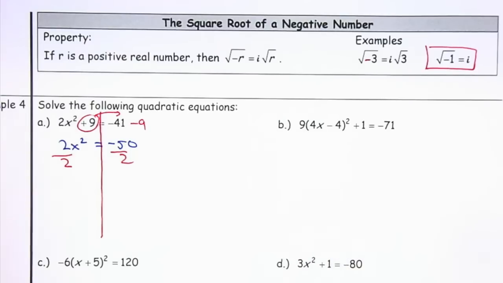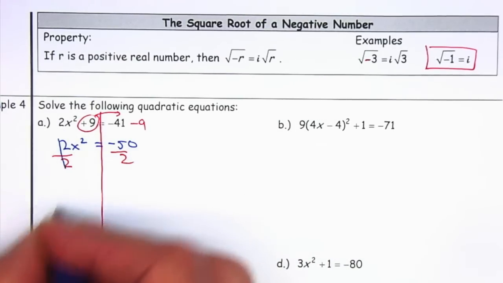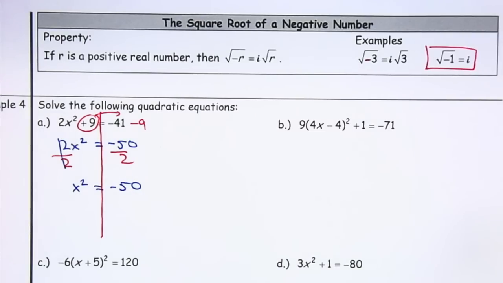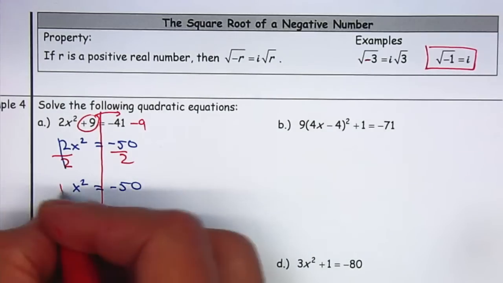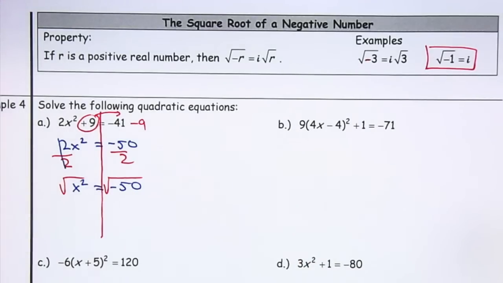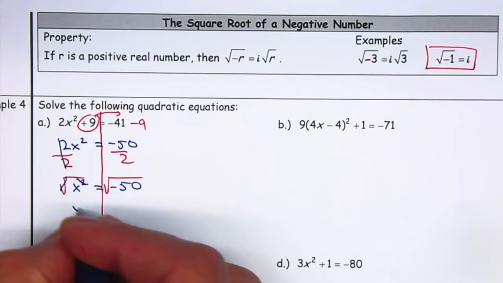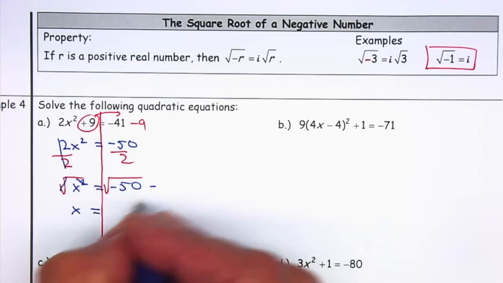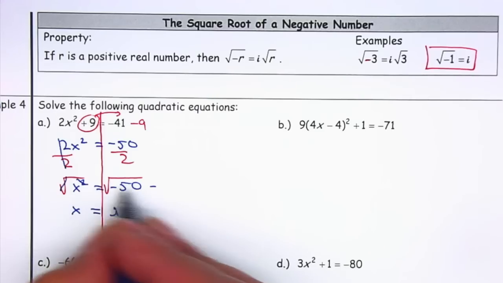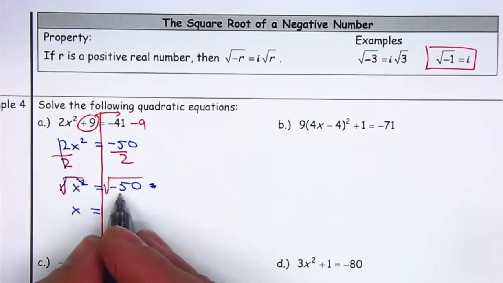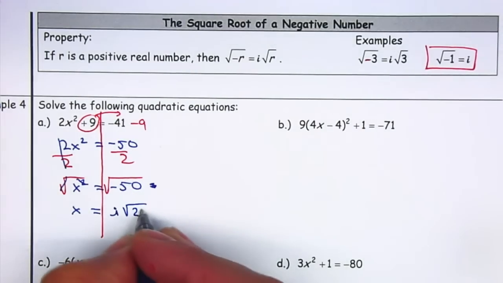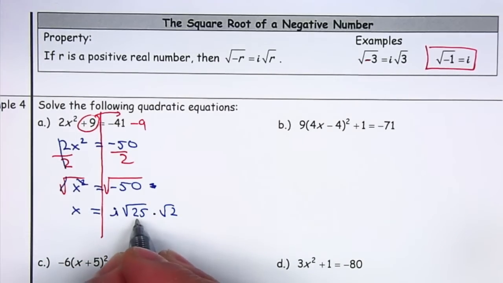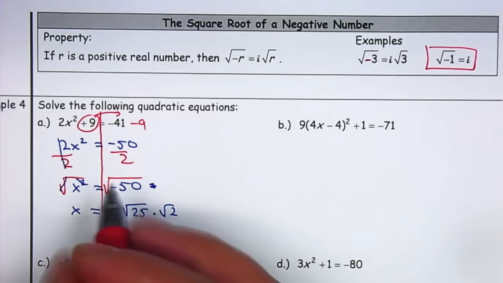Divide by 2. That cancels. So we have x squared is equal to negative 25. I'm going to take the square root on both sides. The square root and the square cancel, so I have x is equal to the square root of negative 25 times 2, so there will be an i outside because there's a negative. Now I can separate it as the square root of 25 times the square root of 2. And we know that the square root of 25 is going to be 5. But let's not forget the plus or minus.